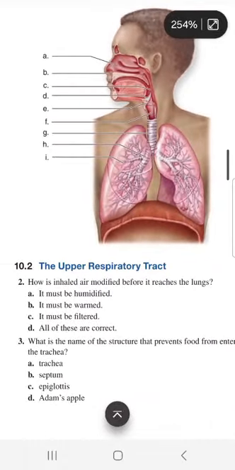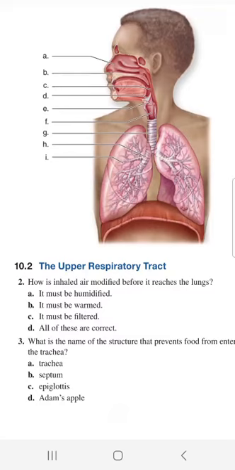Question number 2. How is inhaled air modified before it reaches the lungs? So air from the environment enters your nasal cavity, which filters it and warms it. It must be humidified also, so it increases its water content. So all of these are correct.